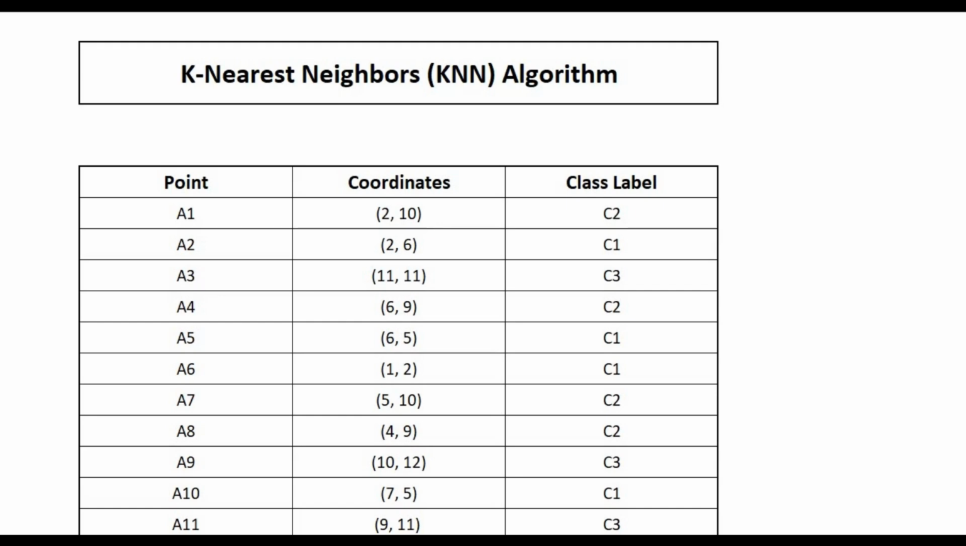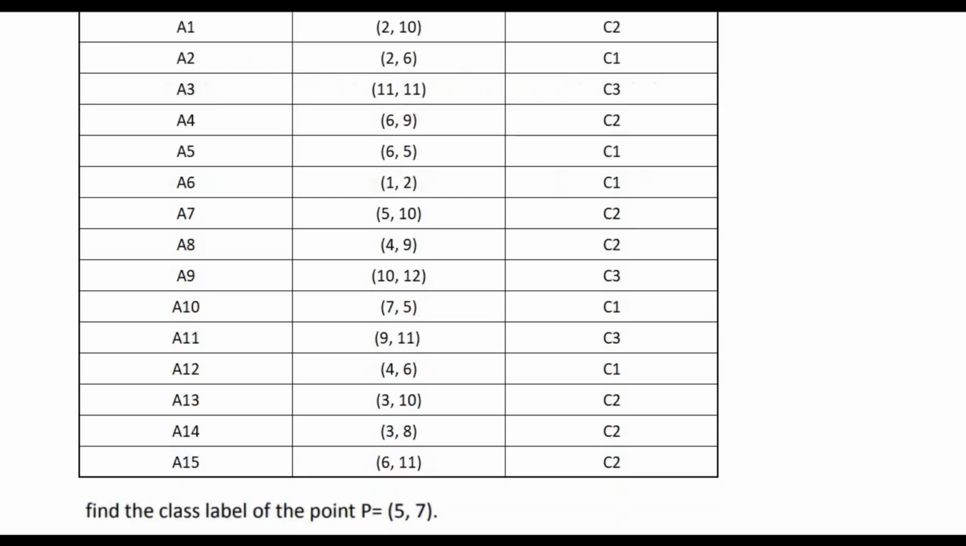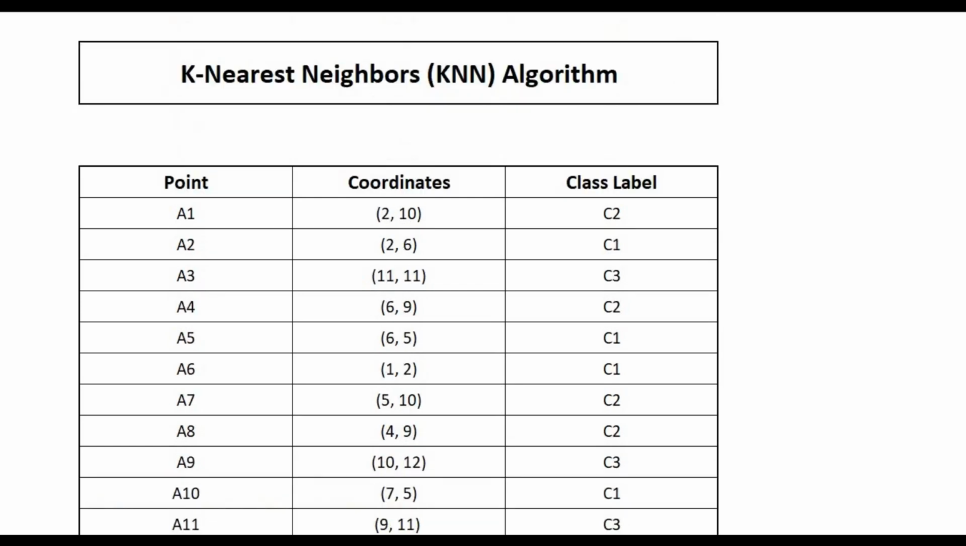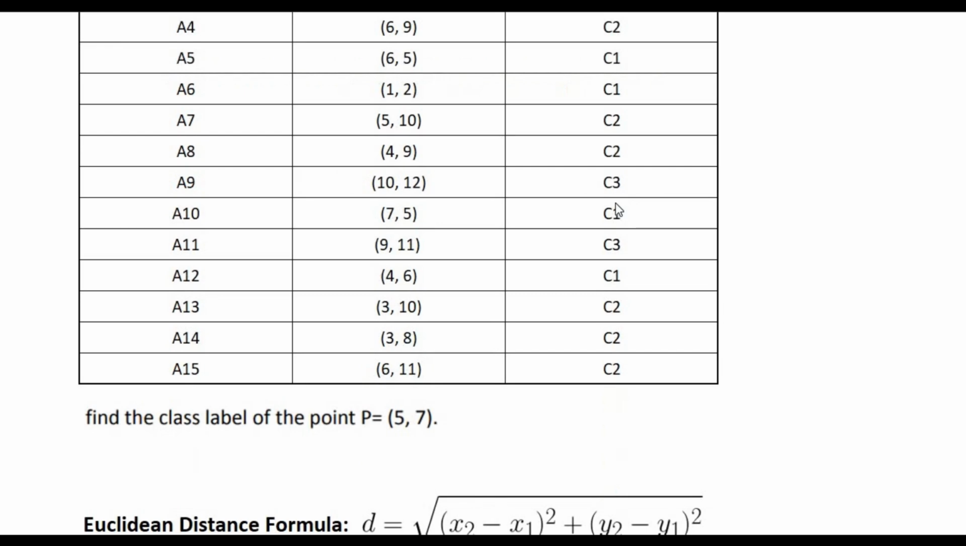Today we are going to start a new course series which is machine learning. And the problem we will solve in machine learning is the KNN algorithm, which stands for K nearest neighbor algorithm, which is a supervised learning algorithm and a classification algorithm. So what we have here is a data set of 15 rows in the form of points, coordinates and class labels, and what we have to do with it is find the class label of the new data point.